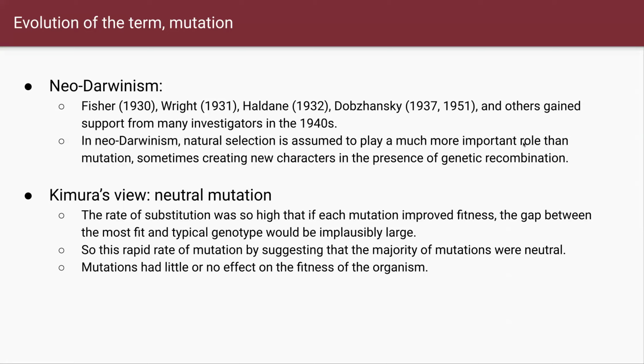Then we move on to other, more advanced views on mutation. Later people talked about Darwin's idea, and those people we call neo-Darwinists, like Ronald Fisher, Sewall Wright, J.B.S. Haldane, Theodosius Dobzhansky, and those people were still supporting Darwin's idea in the 1940s. They were basically saying that natural selection plays an important role in evolution, more than mutation, and sometimes we can create a new characteristic by genetic recombination, but these people still believed that natural selection creates the variation of the trait in a population and ultimately impacts evolution.